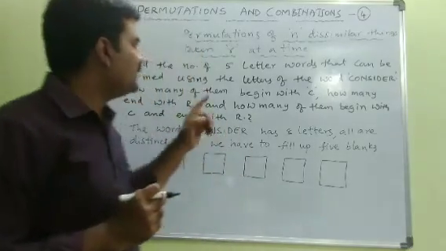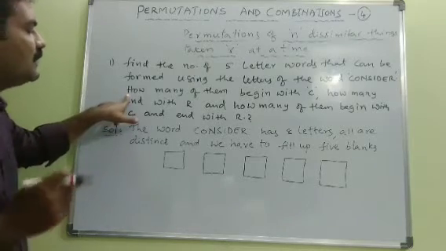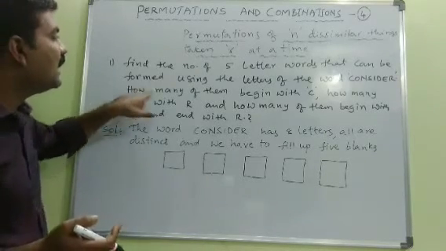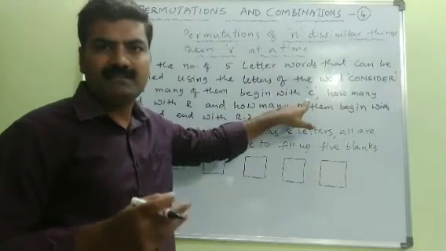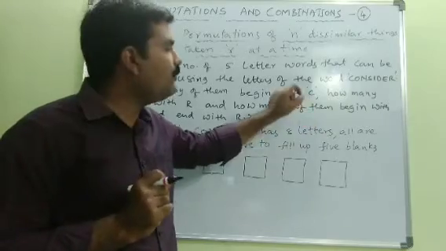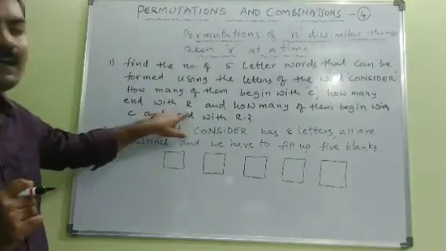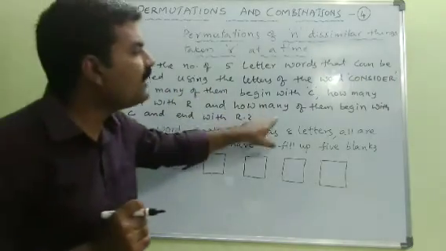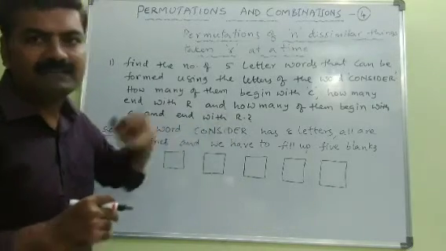Now look at question number 2. In those 5-letter words, how many of them begin with C? Then how many are ending with R, and moreover, how many of them begin with C and end with R.